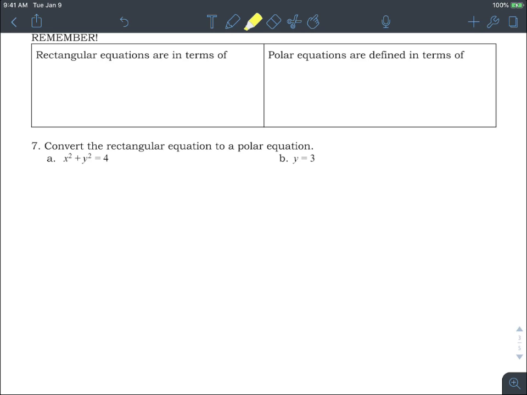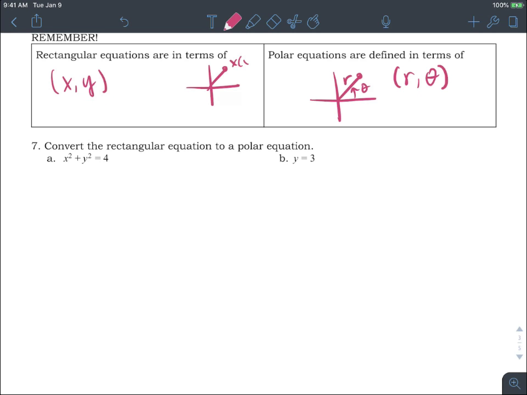Okay, rectangular coordinates or equations are written in terms of x and y, and polar equations are written in terms of r and theta. So this would be like r and theta, okay? And this would be in terms of x and y. So x and y.